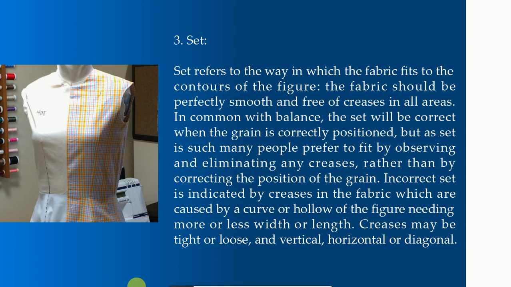Incorrect set is indicated by creases in the fabric which are caused by a curve or hollow of the figure needing more or less width or length. Creases may be tight or loose, and vertical, horizontal or diagonal.